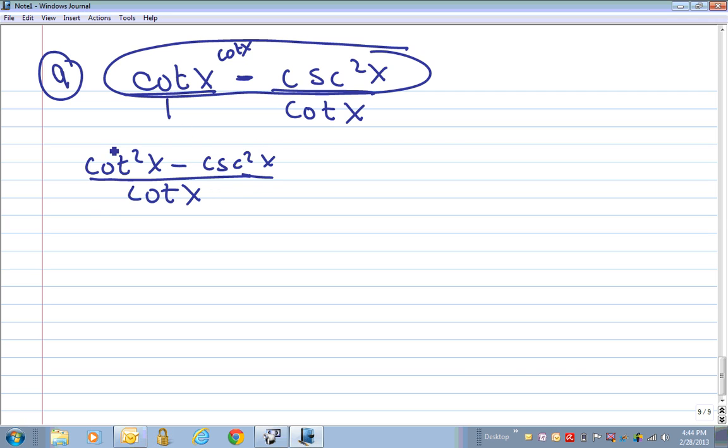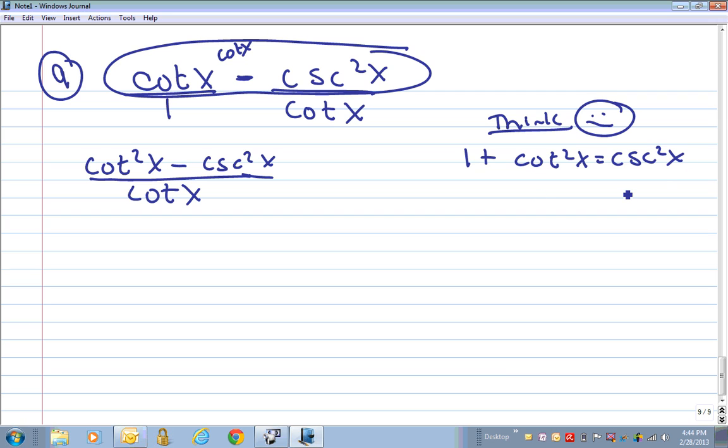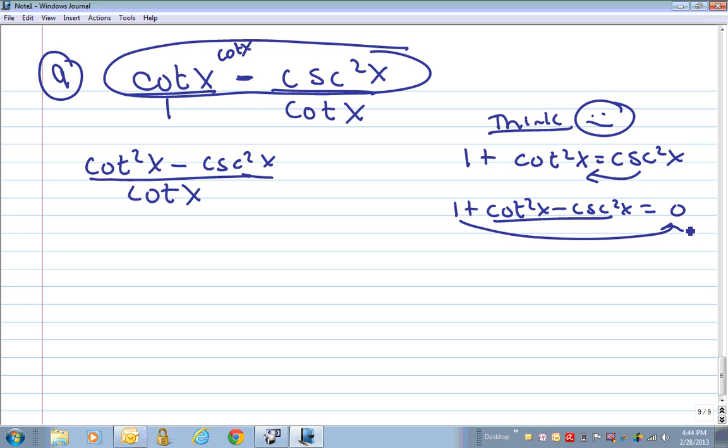So we need to manipulate what we do see. If I see 1 plus cotan squared x equals cosecant squared x, and I want to take cotan and subtract cosecant, I get 1 plus cotan squared x minus cosecant squared x equals 0. And I want just this part. I have to move the 1 over, and when I do, it becomes a -1. So cotan squared x minus cosecant squared x is actually -1.